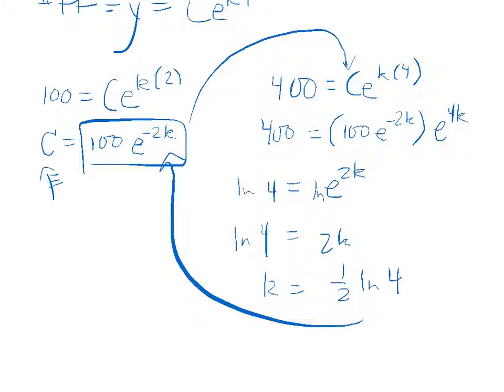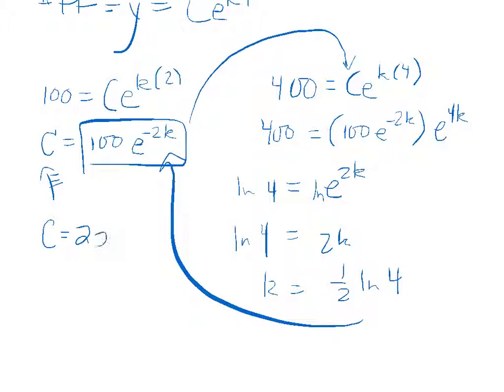e to the negative 2 times k, which we solved as 1/2 ln 4, times C is 100. What should it be? 50. I think you're thinking of 50 times 2 equals 100, doubling. It's not doubling each time, it's exponential, it's e to the x. So it's actually 25.